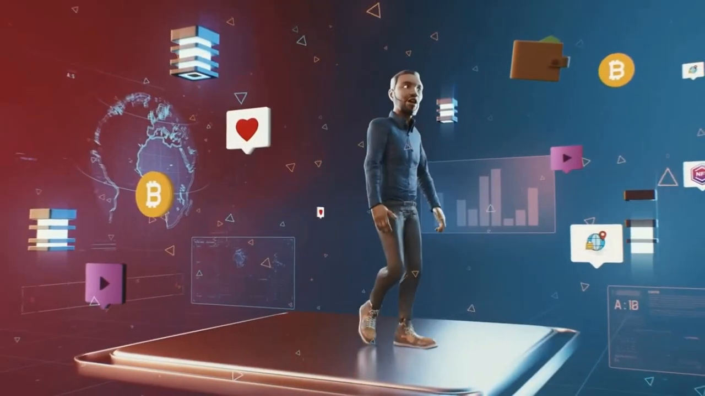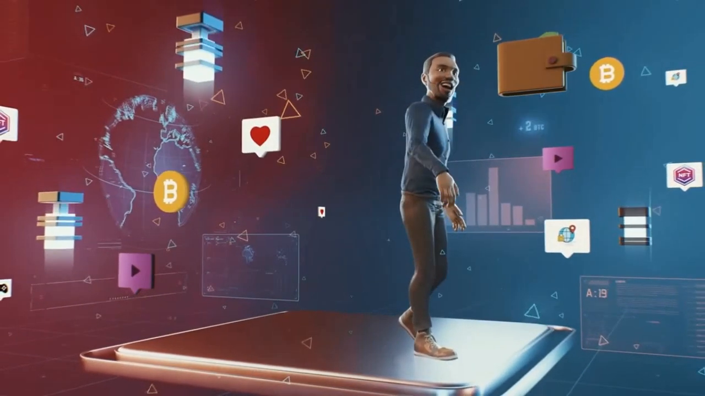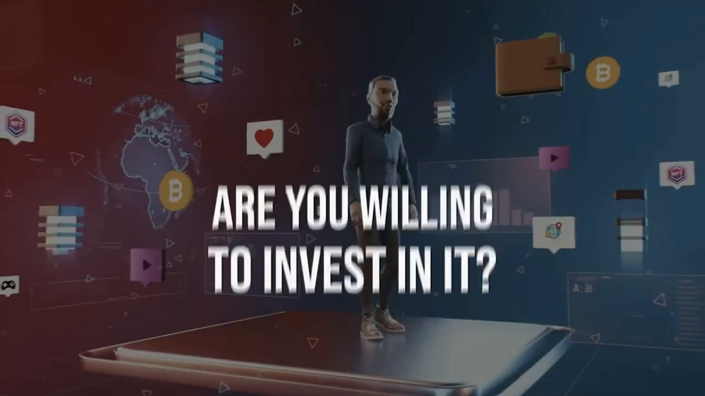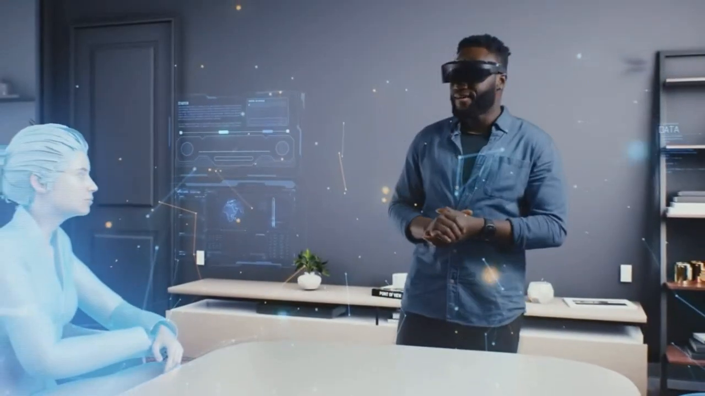What do you think about the metaverse and its fast increasing growth? And are you willing to invest in it, or you still feel it might not stand the test of time?